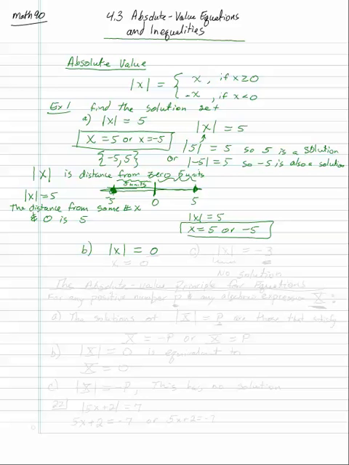Alright, so part B for example 1 is solve the absolute value of x equals 0. Well, if we think of distance again, the only number that's 0 distance away from 0 is 0. So this only has one solution, x equals 0. And then for C, the absolute value of x is equal to, say, negative 3. The idea is, when I perform the absolute value, I'm guaranteed to get either 0 or a positive number. So when can a 0 or a positive number be equal to a negative number? The answer is never. So this has no solution.